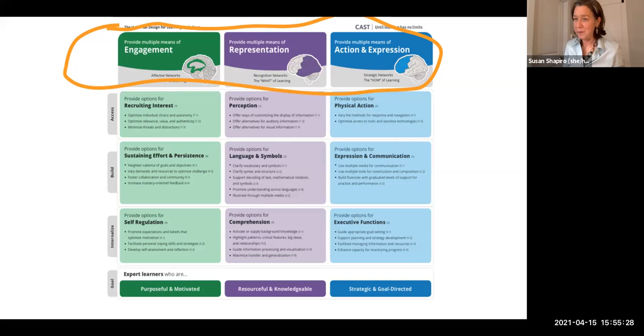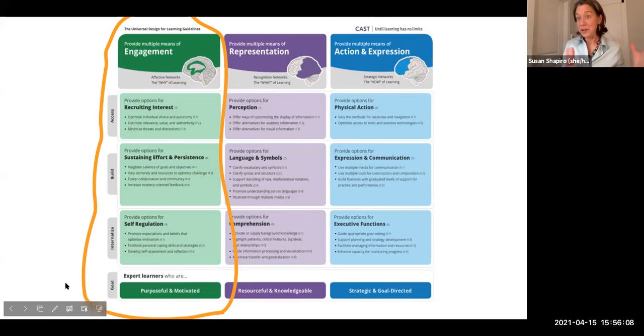I might also think about representation and the recognition networks of the brain. Have I provided learners with multiple representations of the content, or am I just giving learners only one text to read, one representation of the text to read? And finally, that third principle, multiple means of action and expression. Am I thinking about learners having more than one way to act and express their thinking, their understanding, to be employing their executive functions, to physically act during independent reading time?